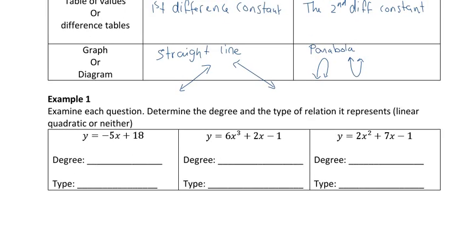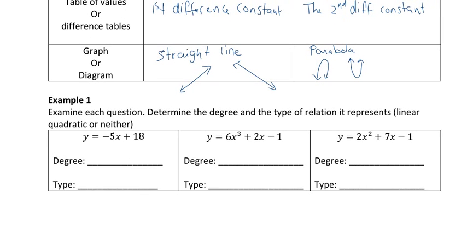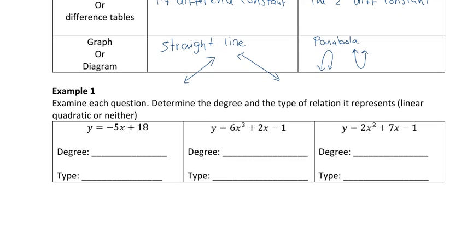So, if we look at the first example, for each question, determine the degree and the type of relation it represents: linear, quadratic, or neither. So if you're looking at the first one, what can you tell me? What's the degree? 1. And what can you tell me about the type of function? Perfect. Degree 1. You see that x doesn't have anything on top of it. That means it's a degree 1.